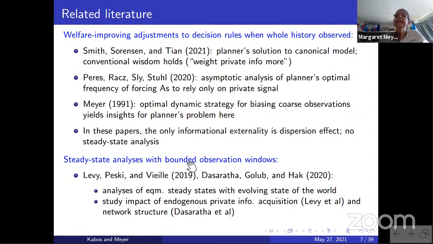These are both analyses of equilibrium steady states in an environment where the state of the world evolves. The focus of these papers is different from ours. The paper by Levy et al. studies the impact of endogenous private information acquisition, and Dasaratha et al. study the impact on observational learning of network structure. Neither paper focuses on performing a welfare analysis of how a planner would wish to adjust agents' decision rules.